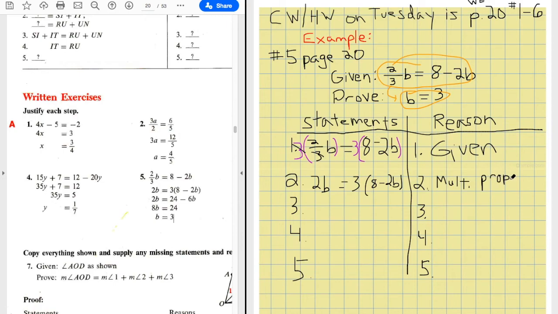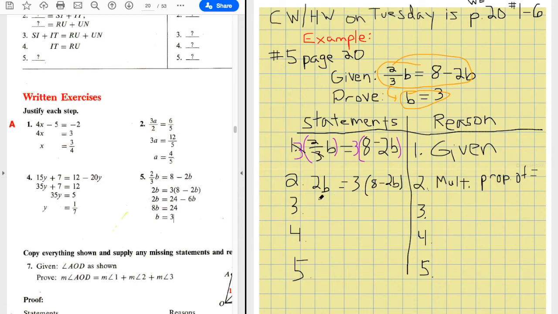The reason why you can't write multiplication is because it's not specific enough. You're flexing a property of equality, meaning if you have statements of equality, if you multiply both sides by the same thing, equality is preserved. If you just wrote multiplication right there, that's vague. You're just saying, hey, I just multiplied something.